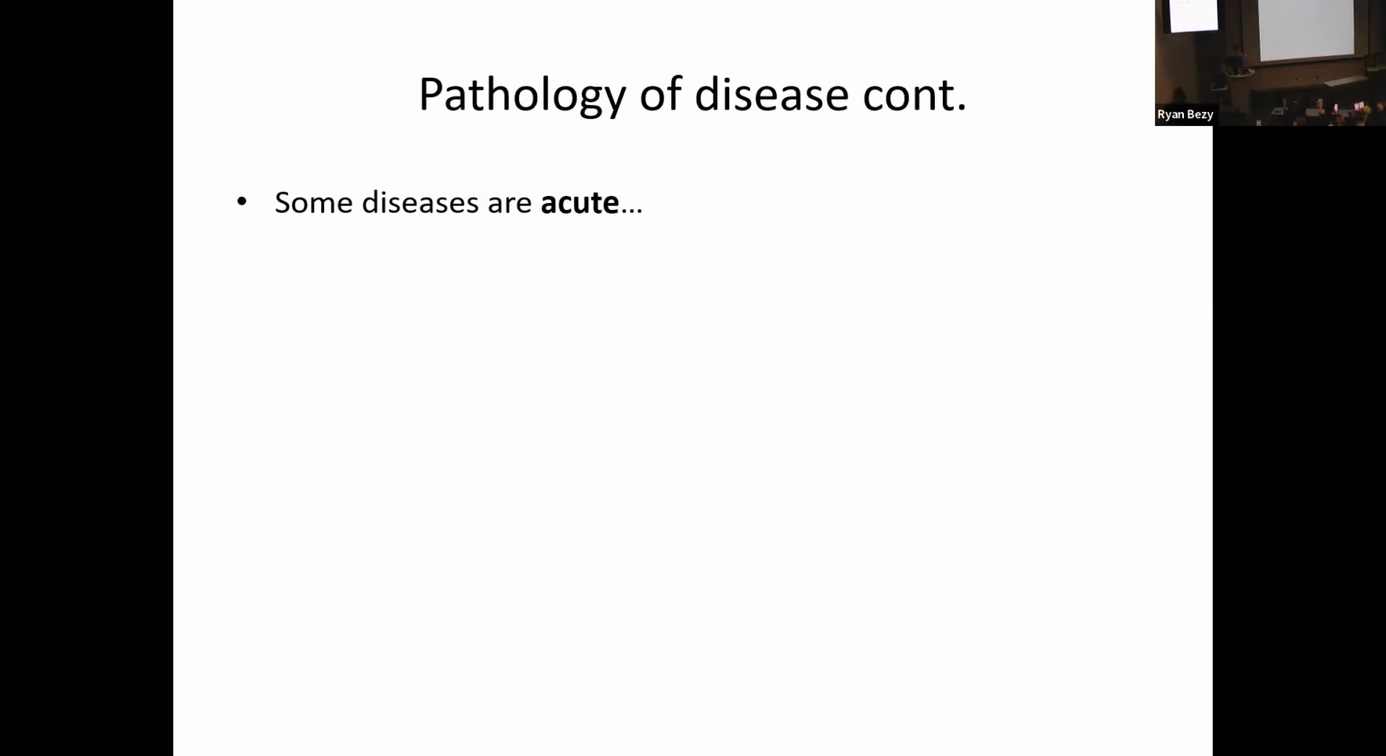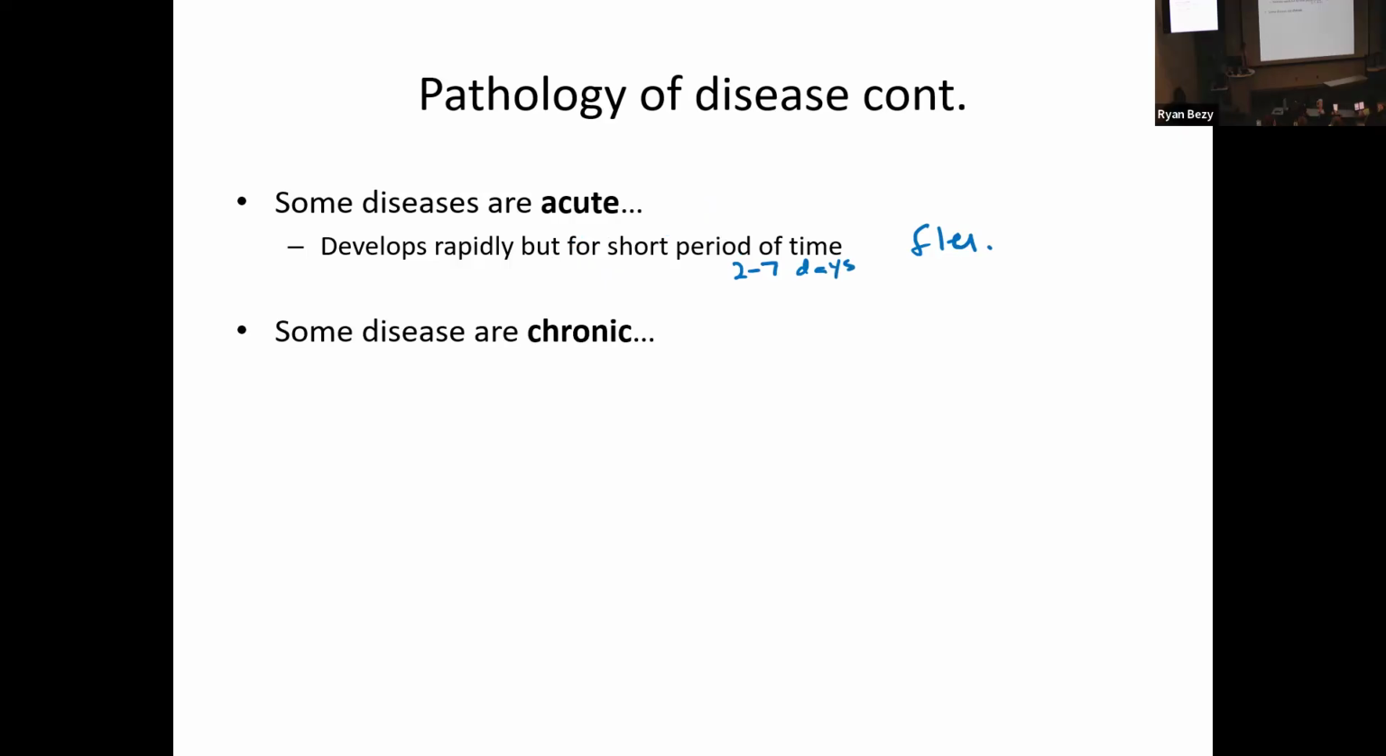Some diseases are acute. This means the disease develops rapidly, but only lasts for a short period of time. What might be an example of an acute disease? Usually it's going to last for a day, a couple days to a week. Yeah. So an example of this is going to be something like flu, for instance. But this is going to be like 2 days, 7 days, let's just say. Maybe 2 to 14 would be this one. Okay.